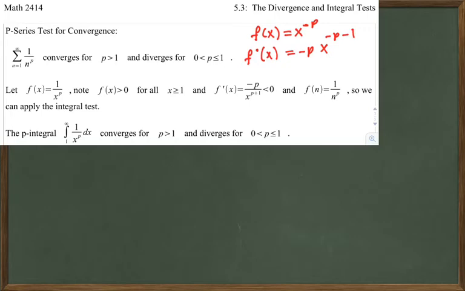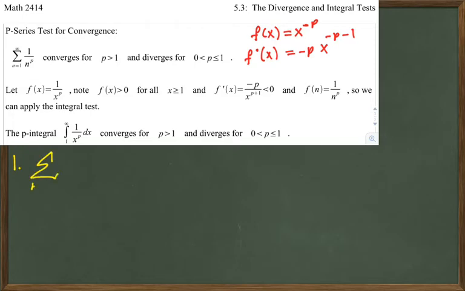The p integral, which we dealt with back in the improper integrals section, 3.7, so look for the videos on 3.7. The p integral from 1 to infinity of 1 over x to the p dx is going to converge for p greater than 1 and diverge if p is between 0 and 1, including 1. So p-series, like the nth term test, are very quick tests. The p-series will tell us convergence or divergence. The nth term test will only show divergence, but those are quick tests to try.